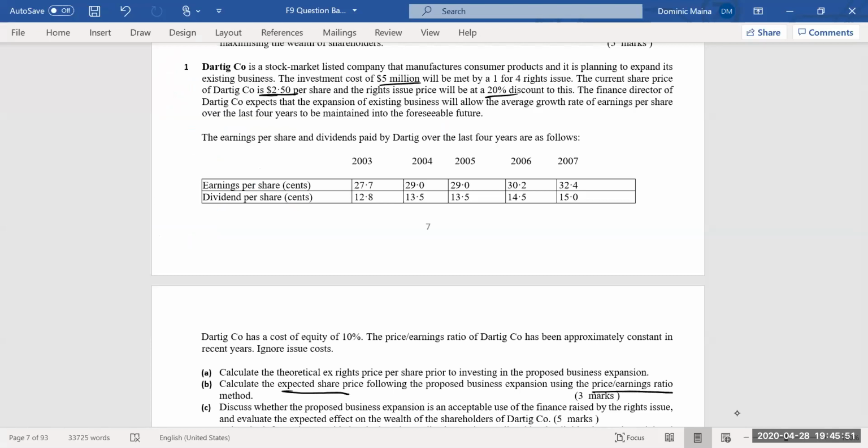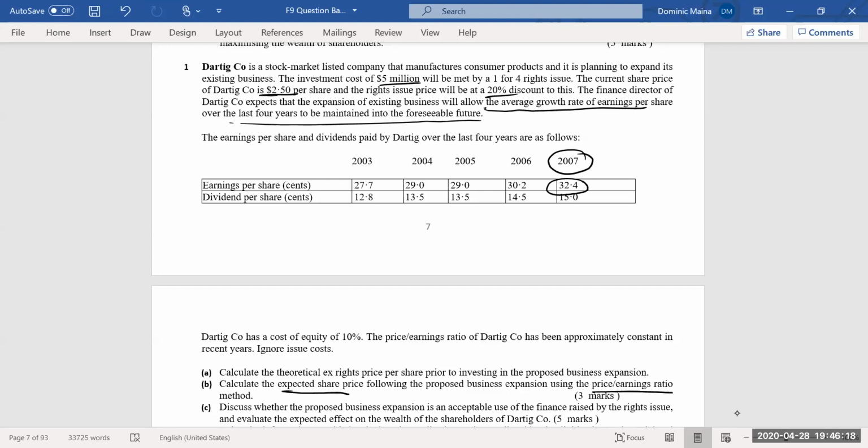The finance director of the company expects the expansion will allow the average growth in earnings per share over the last 4 years to be maintained. So the growth shall be maintained going into the future. Now the company earnings as per the most recent year, 207, were 2.4.